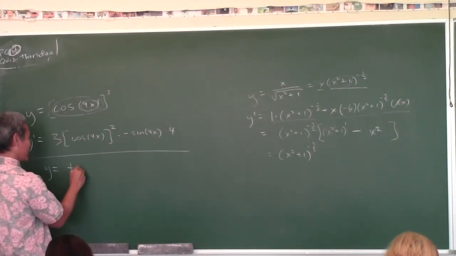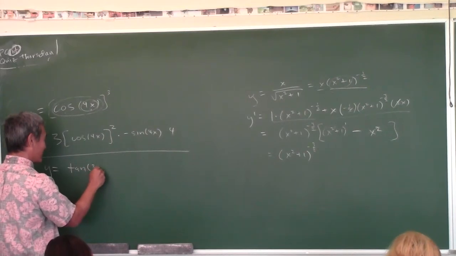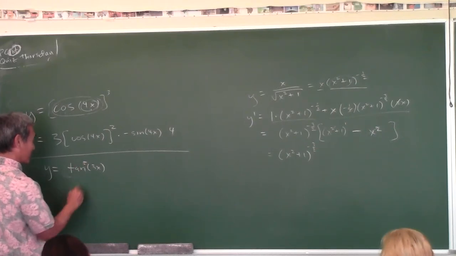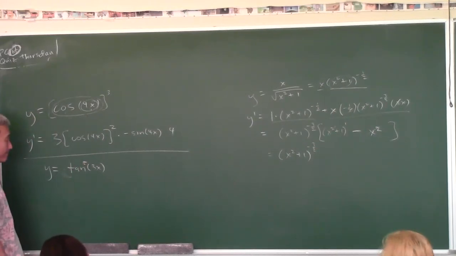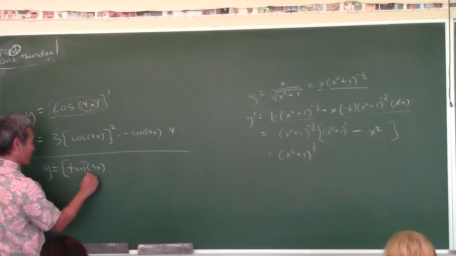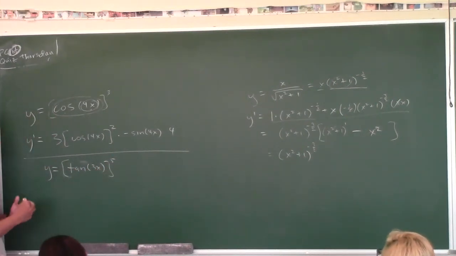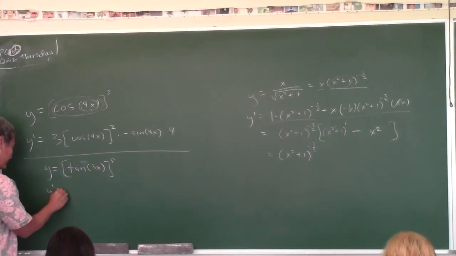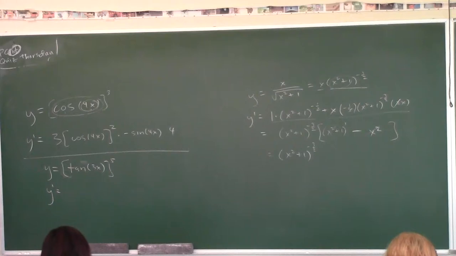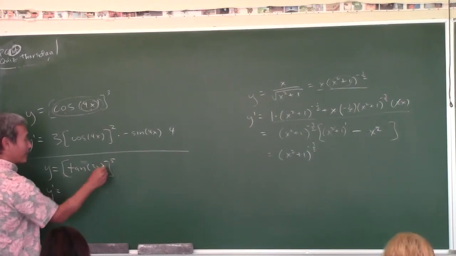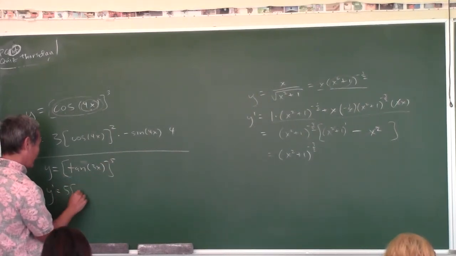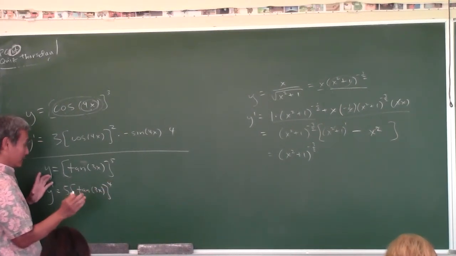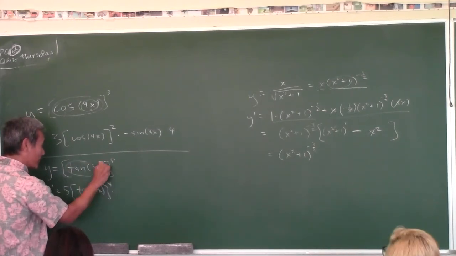Y equals tangent 3x, raised to the fifth power. So what did I tell you to do? Rewrite it like this so you can clearly see you have box to the fifth. Here we go. Box to the fifth, what's the derivative? 5 box to the fourth power times the derivative of the box.